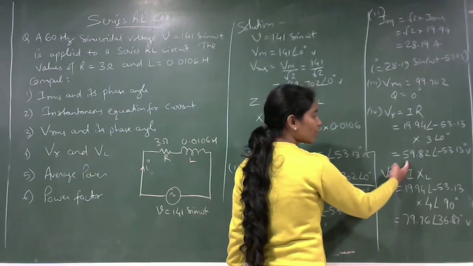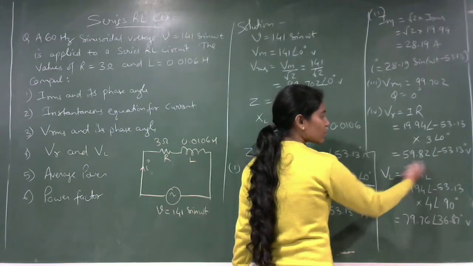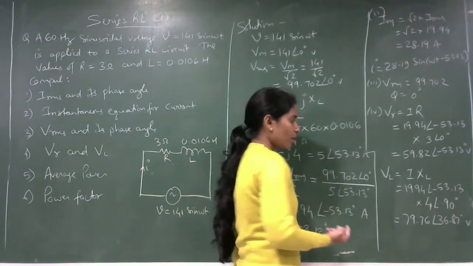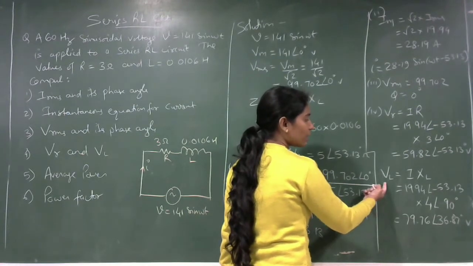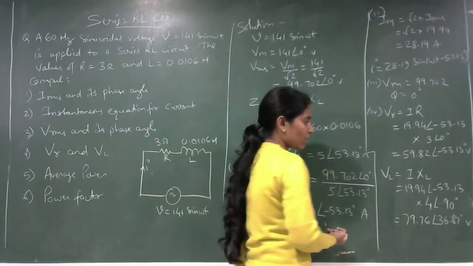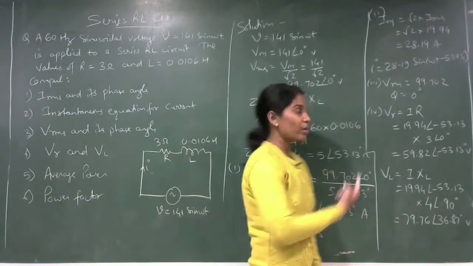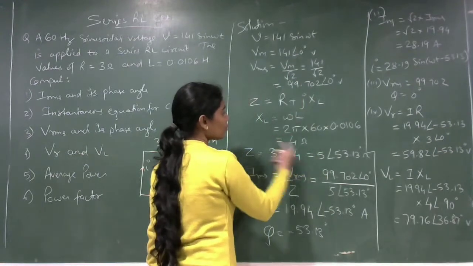So when you go for multiplication, this is the answer. So VR magnitude is this much with this phase angle. Now similarly you can get the value for VL, that is I into XL. So what is my current? That is 19.94, okay, with phase angle. And what is XL? That is 4 ohms. We have calculated here that XL equals 4 ohms.